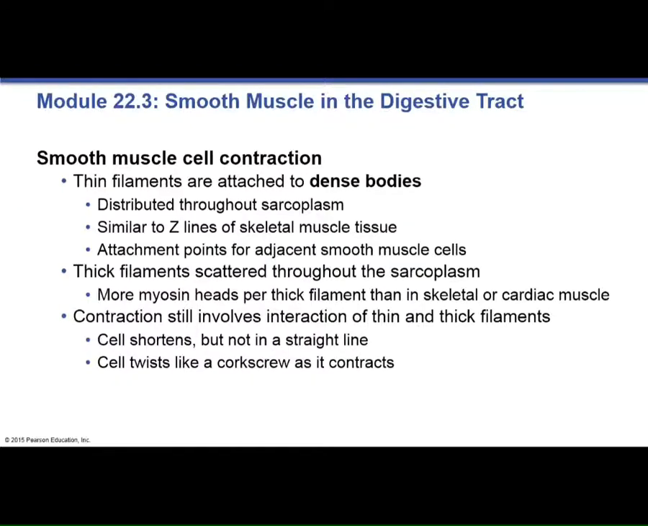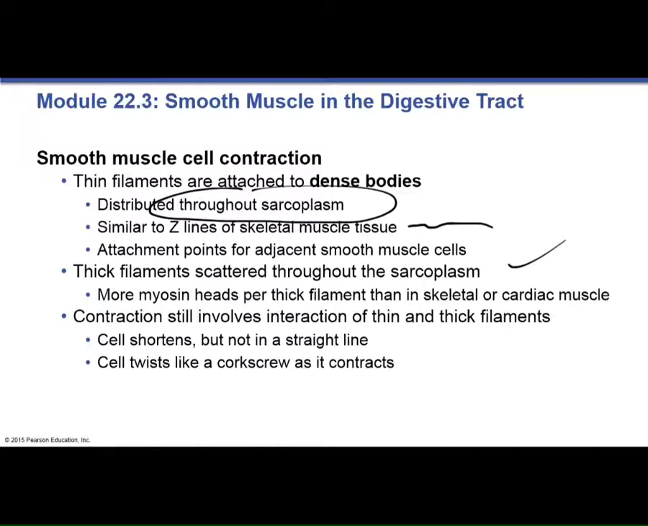There's also the thin filaments, the actin molecules, are attached to dense bodies. And these dense bodies are distributed throughout the sarcoplasm. And they're similar to the Z lines, similar to the Z discs that we saw in skeletal muscle. And they're going to be a point of attachment for these smooth muscle cells. Thick filaments are also scattered throughout the sarcoplasm. The thin and thick filaments still interact with each other, and there's still a contraction, but rather than the entire muscle lengthening from one end to the other, it's more like the cell kind of twists like a corkscrew and kind of puckers up.